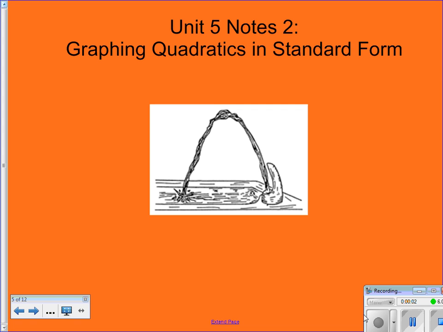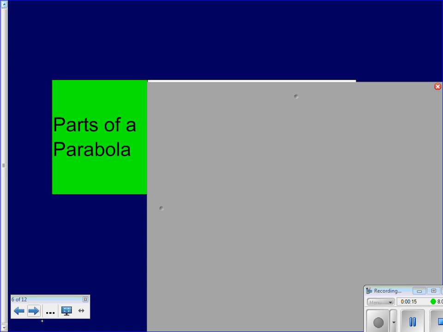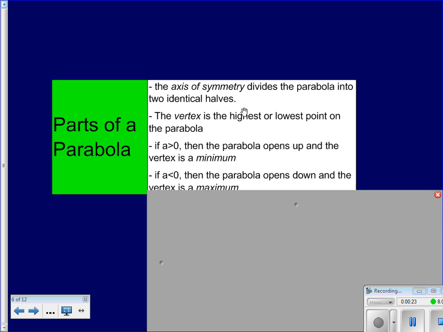All right, today, ladies and gentlemen, we are going to be talking about Unit 5, Notes 2, Graphing Quadratics in Standard Form. We kind of started working into this today, so now we're going to take what we used in the last notes and put it into what we're doing today. First, let's talk about different parts of the parabola. I've been throwing words out like axis of symmetry, vertex, and things like that, and now we're going to actually see what they mean.